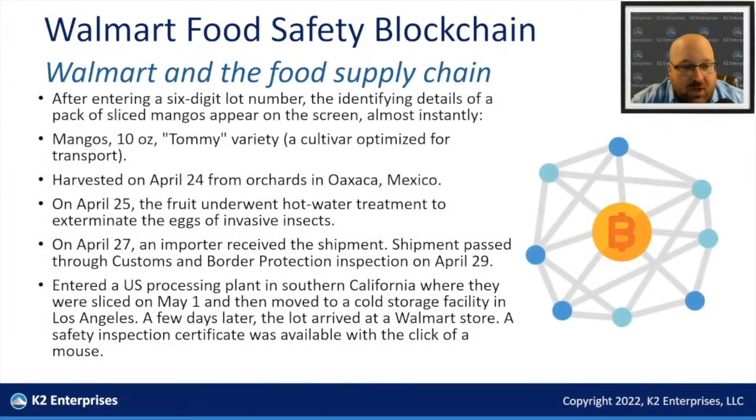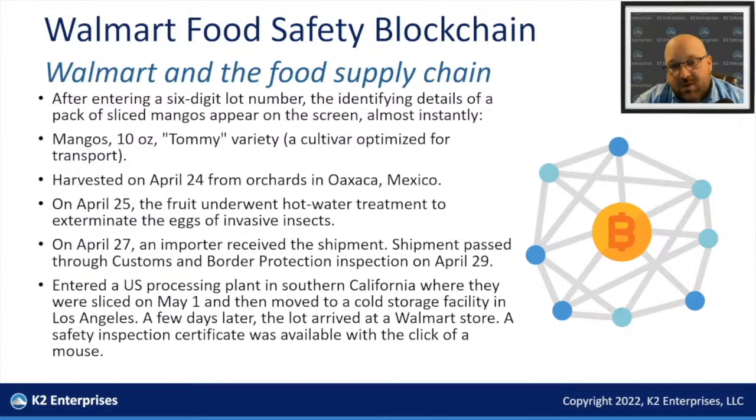Now, the way this worked was that Walmart employees would enter in a 6-digit lot number that would appear on the actual product that they were selling. It would say like lot number 123456. They plugged that into the system and the system would then spit back information about that particular product, where it came from, how it was created, and then pretty much every step along the way.